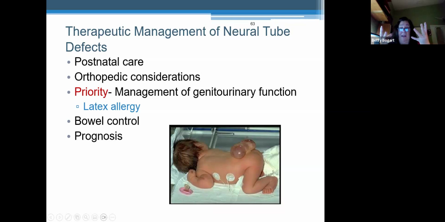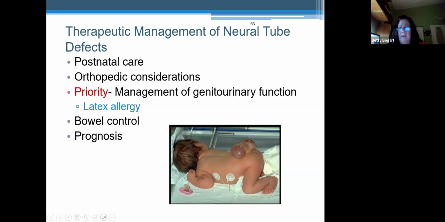That big blob is part of their central nervous system. It's meninges, it's a spinal cord. We need to keep it sterile and protect that skin so we can close it. Also, from birth, these children are considered latex allergic. They're going to go through many surgeries.